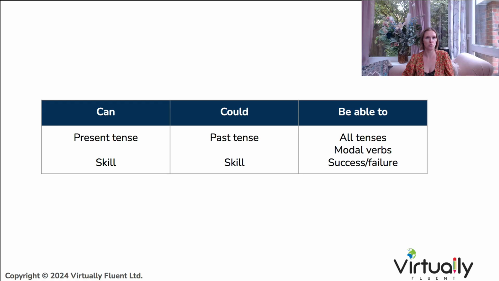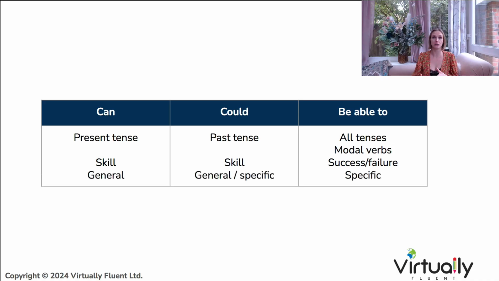Next, remember about what kind of ability you're talking about. Both can and could talk about a skill, whilst be able to is more about a one-off ability and whether something was a success or a failure. The final thing to note there is because of that skill versus success failure explanation, then both can and could would be used for general abilities, general situations, whilst be able to is a little bit more specific. You will see that could can be used for more specific situations, especially in the negative when you're talking about failures. Couldn't can be used as well as be able to, or in the negative form, not be able to.